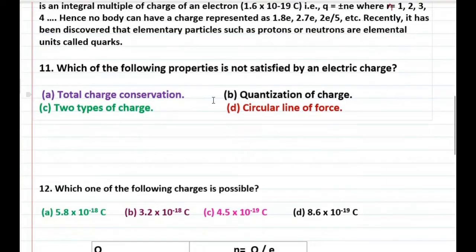Which of the following properties is not satisfied by an electric charge? Total conservation of charge? Yes. Quantization of charge? Yes. Two types of charge? Yes, we have electron and proton, positive and negative. Circular lines of force? This property is not satisfied by the electric charge. So A, B and C are satisfied and D is not satisfied. The answer is option D, circular lines of force.